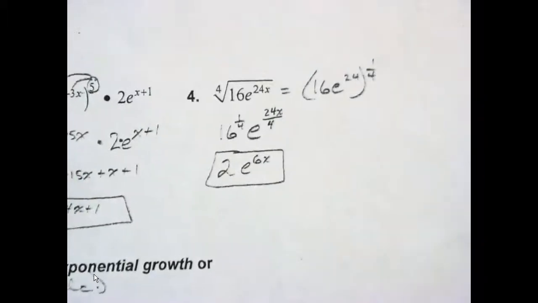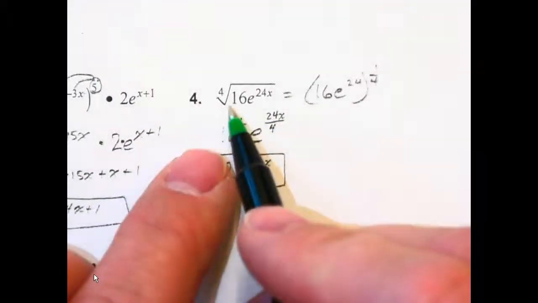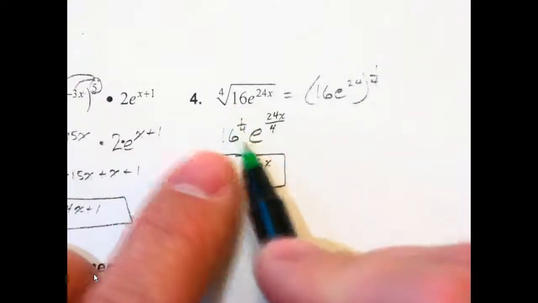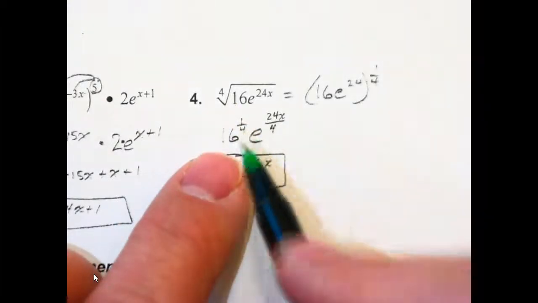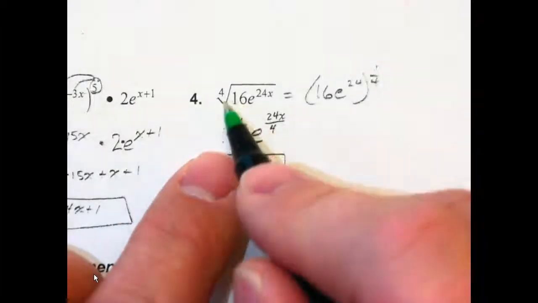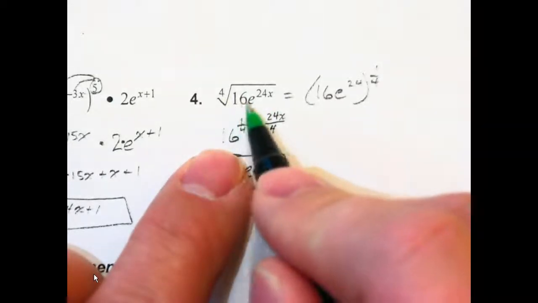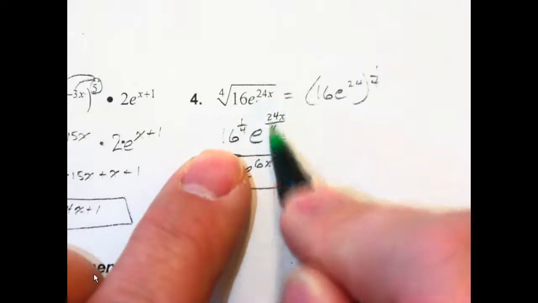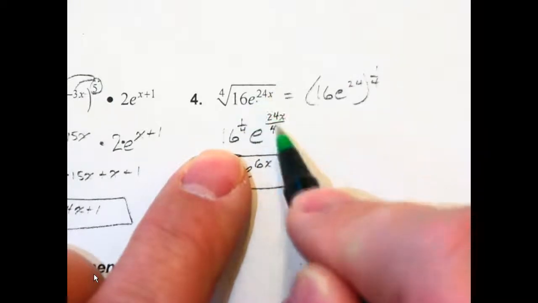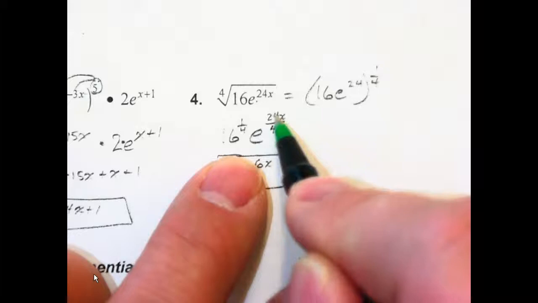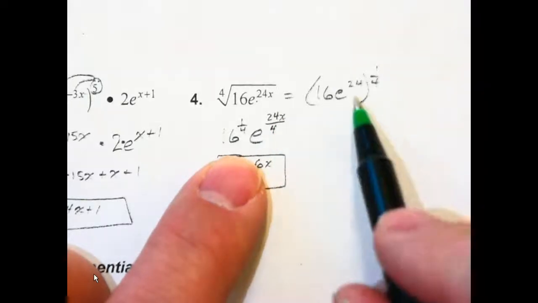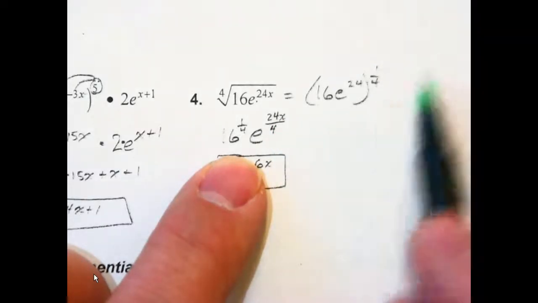There it is. So what I like to do anytime I see radicals is write them as exponents. Most of the time, it's a lot easier. So when I see this whole thing raised to the 4th power, I'm going to write it as this part to the 1/4 and this part to the 1/4. Well, 24x to the 1/4 is 24x divided by 4. Is everyone with me on that?